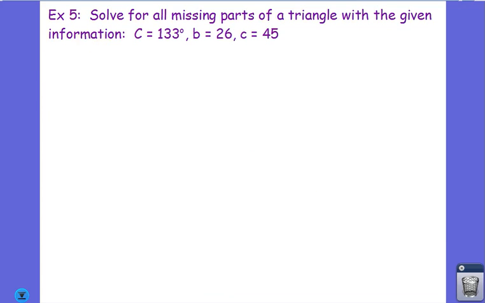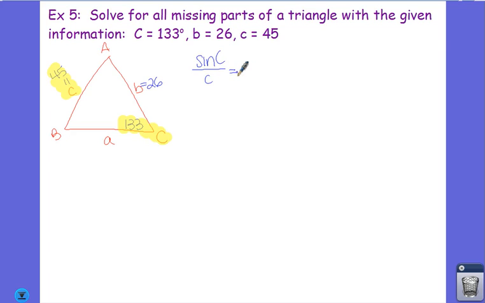So let's go ahead and draw our picture. A and little a, B and little b, C and little c. We know big C is 133. We know little b is 26. We know little c is 45. So who do we have a pair? We have big C and little c. So we're using the c parts. And the only other piece that we have is b. So we're going to also use the b parts.